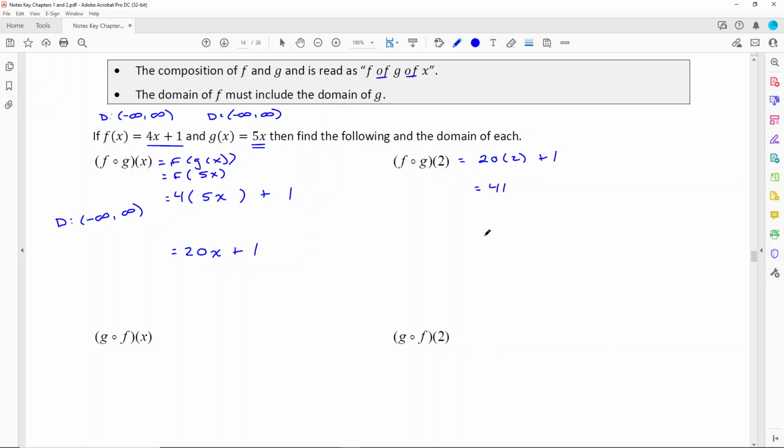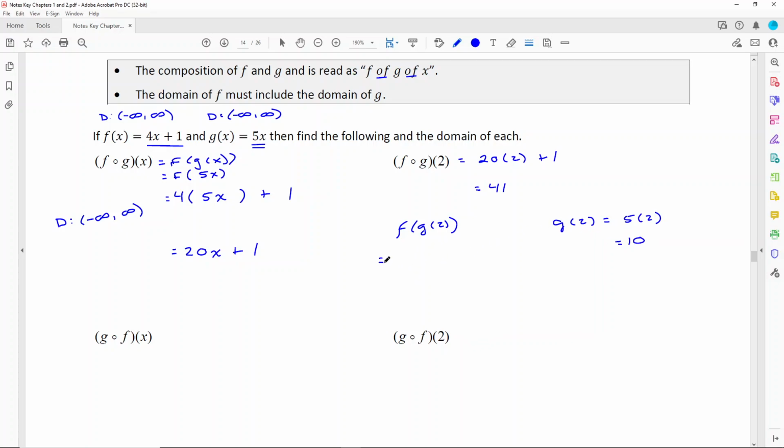Now, for some people, they're like, I don't really get it. So let me try in a different way. What if I said to find f of g at 2? Let's say we hadn't done this part. Let's say I wanted to find f at g at 2. So let's say I took it first and I said, well, what is g at 2? Well, g at 2 is 5 times 2, which is 10. Okay, so that's the value of g at 2.